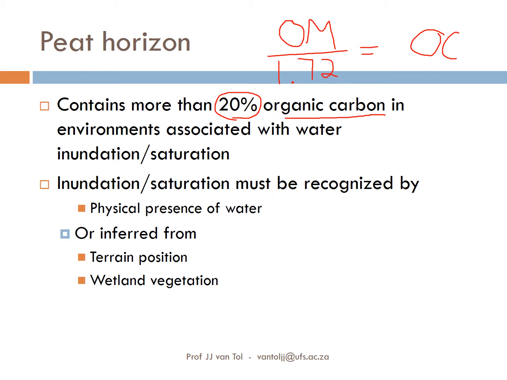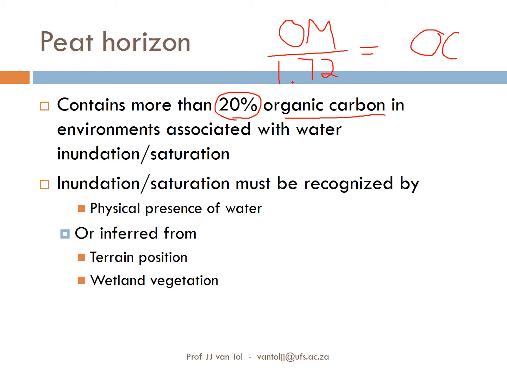Okay, so the first criteria states that it should have more than 20% organic carbon, which is very, very high for South African conditions. Typically our topsoils have an organic carbon content of less than 1%. So 20% organic carbon will only occur when you've got areas that are saturated for very long periods. So it should be inundated with water or saturated with water. For organic carbon content, that must be measured.